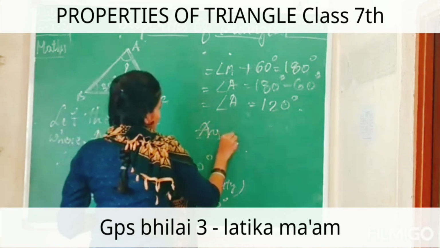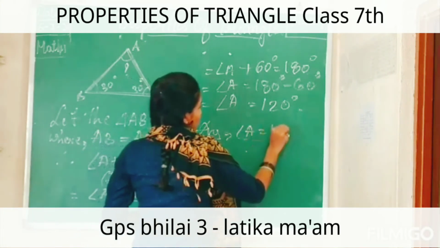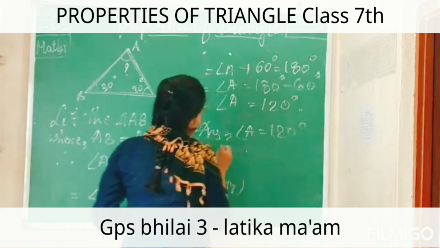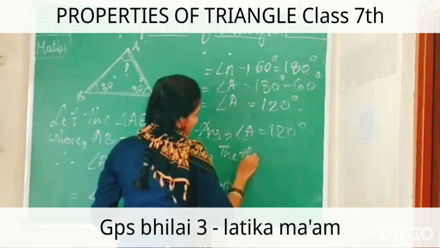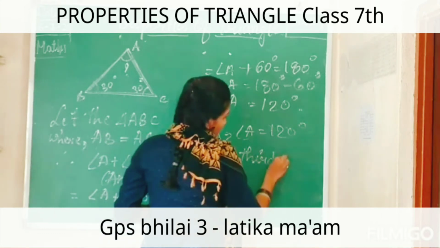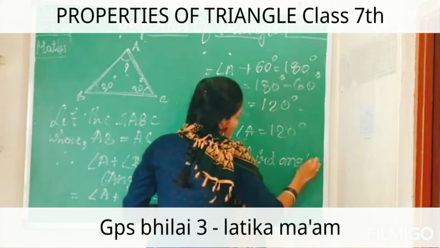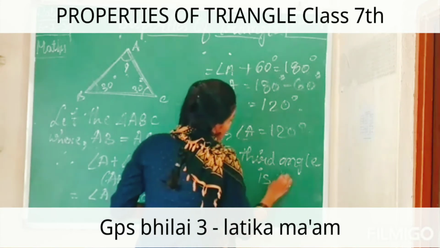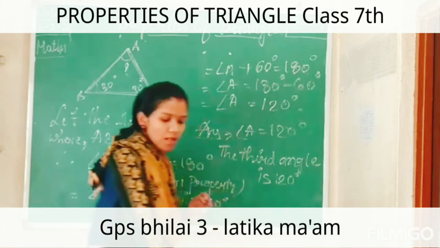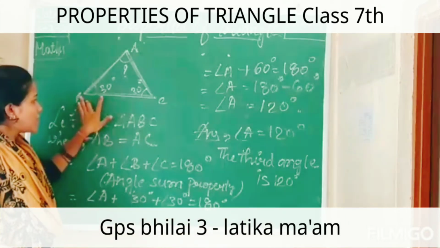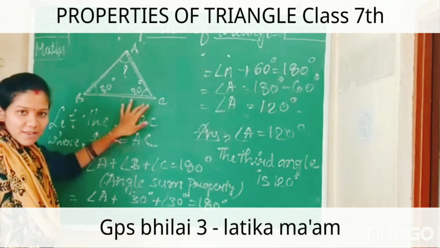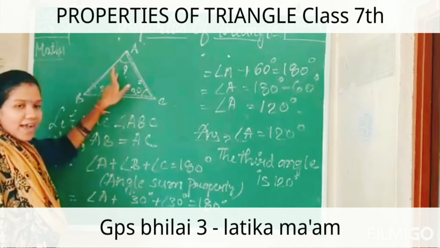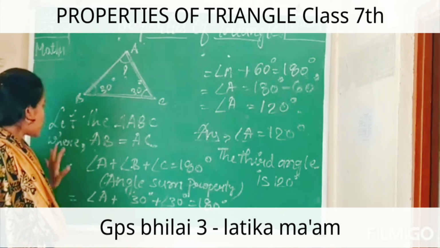Angle A is equal to 180 minus 60, that is 120 degrees. Answer: angle A is equal to 120 degrees. The third angle is 120 degrees. Angle B is equal to 30 degrees, angle C is equal to 30 degrees. Find angle A. This was the question.